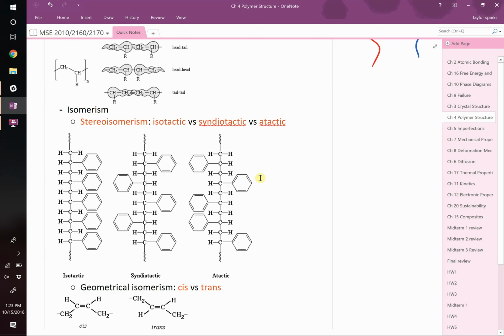So let me ask you this. Which one of those 3 will have the strongest polymer? Which one will result in the strongest polymer? Maybe turn to a neighbor and say why you think one is better than the other.